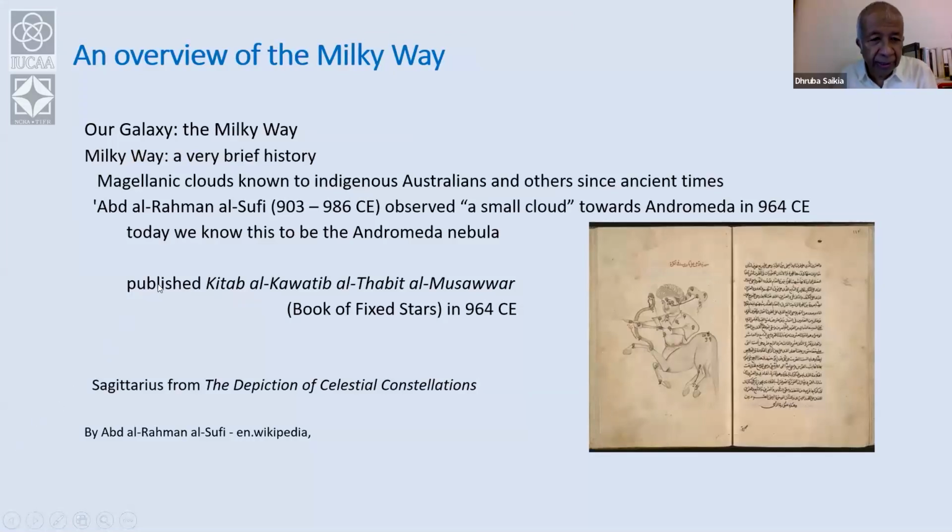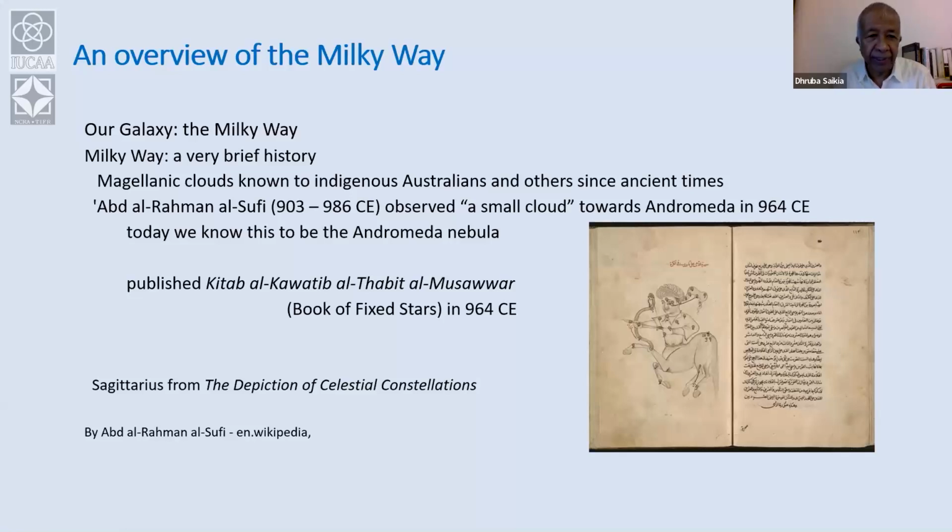And as I said a little while earlier, till the 20th century, this was thought to be the entire universe. And Al-Sufi, who is a very well-known Muslim scholar, obviously from the Sufi lineage, as his name indicates, mentioned a small cloud towards Andromeda in 964 in his book, which the English translation reads as Book of Fixed Stars, in 964 Common Era. This was perhaps the first written record of a cloud, of a galaxy external to our own galaxy, although it was not known to be an external galaxy at that time.